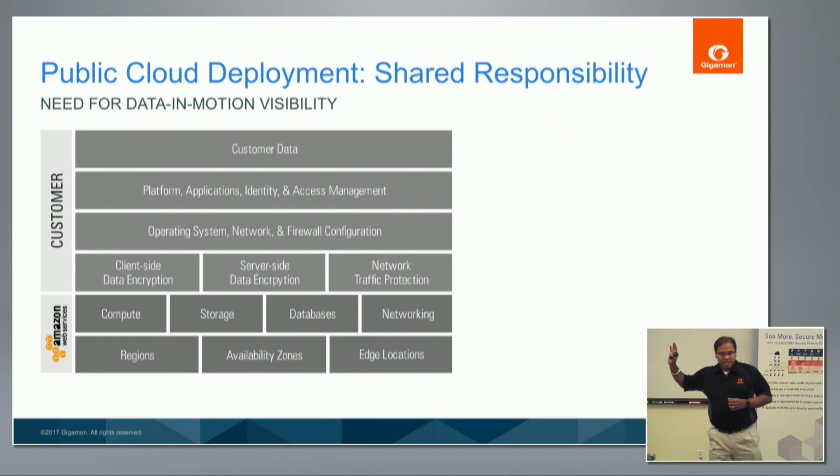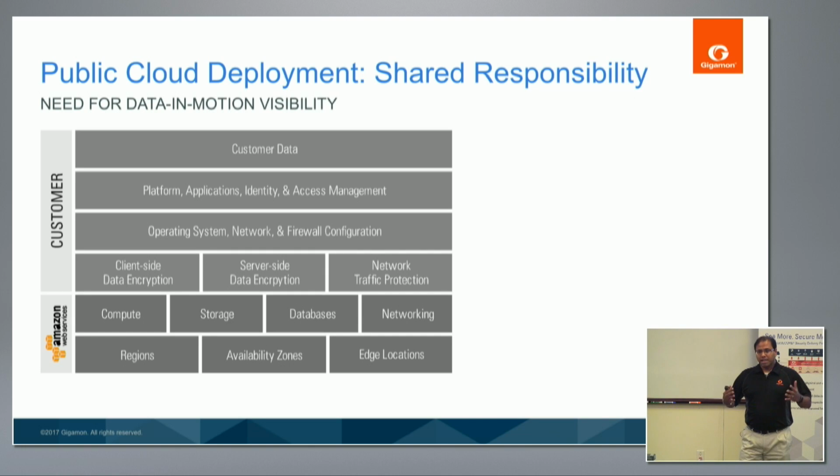I usually start off with this picture. Now, this is not a Gigamon picture. This is an Amazon picture where they provide the great foundational services for onboarding customers with compute, storage, and networking. But it is the customer's responsibility to go secure the data, right? People always wonder, is Amazon secure? Yes, they are. But is the customer using it securely? That's what we want to act as the check and balance.